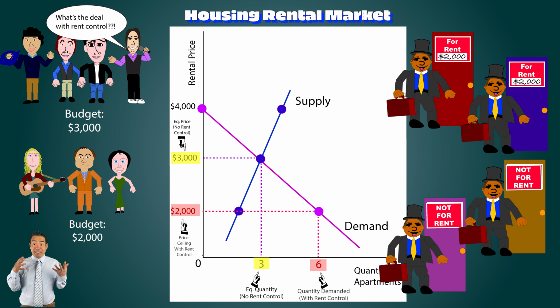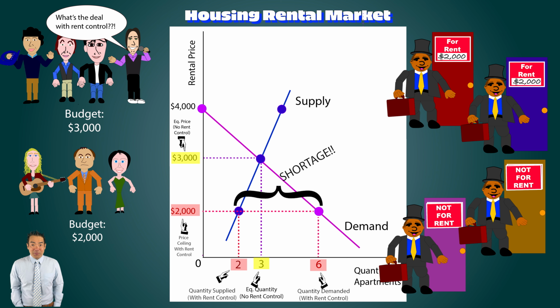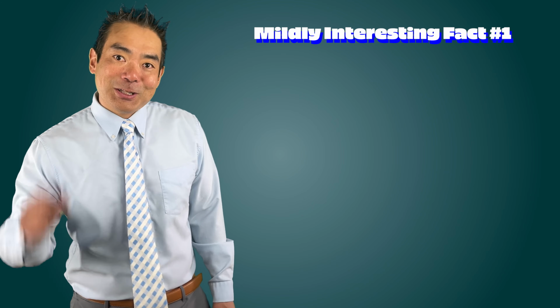As a result, the quantity supplied of apartments now falls to only 2. Quantity supplied is 2, quantity demanded is 6. There's a shortage of apartments in this market. Which brings us to mildly interesting fact number 1.